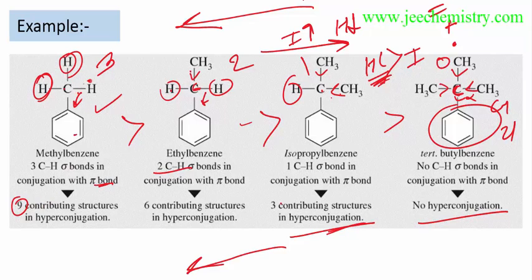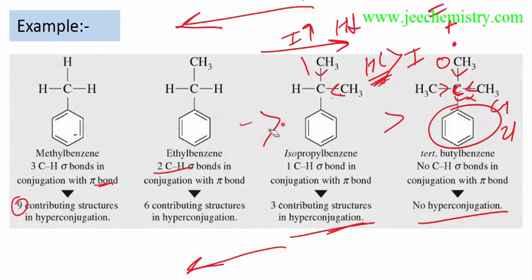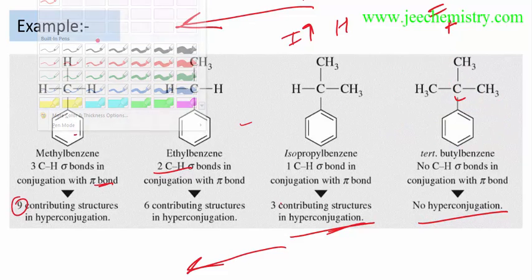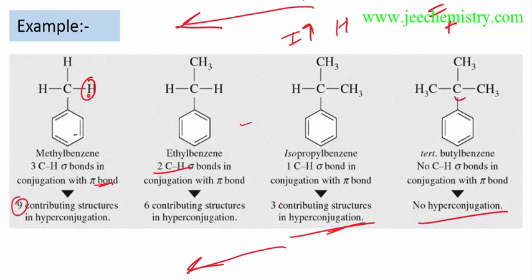As here there are hydrogens, now after remembering this, these hydrogens will generate 3 hyperconjugating structures with 1 bond, 1 bond, 1 bond. Each will generate 3, total 9. This will generate 3, 1, 2, 3, and this will generate 3, 3, 6. This will generate only 3. Here there are no hydrogens, so no hyperconjugating structure will be generated by these compounds.